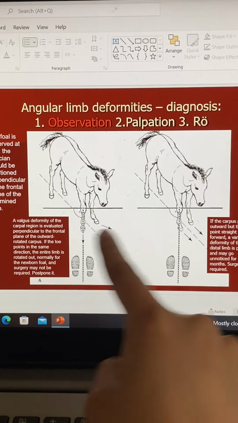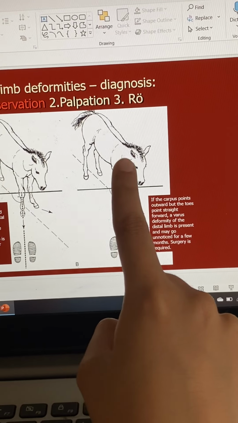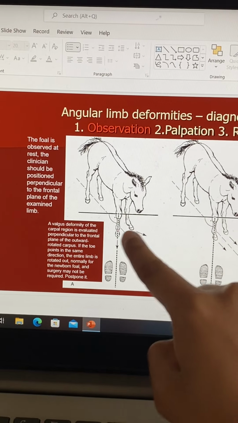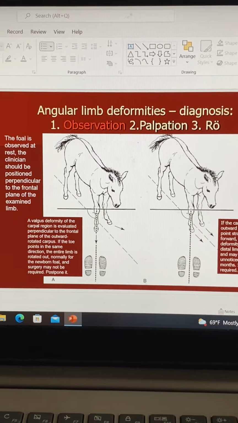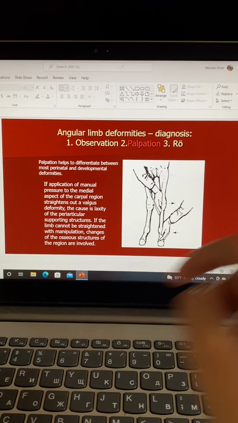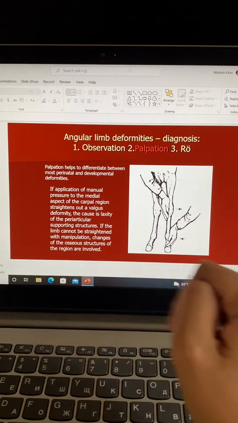Valgus pointing out with varus pointing in. So you can see even the direction of the toes are going this way. So that's why you have to be perpendicular. And we'll go into more of it soon. Next step will be palpation. Actually, no, let's finish this.